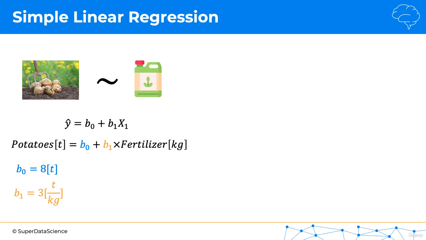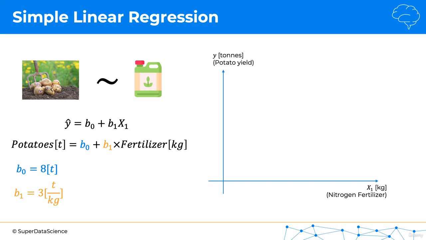So what does this mean in terms of the graphical representation? How can we better understand this on an intuitive level? So let's plot a simple scatter plot. So here we have on the x-axis a nitrogen fertilizer used in kilograms. That's our x1 variable. And here we have the y variable, which is the potato yield in tons.